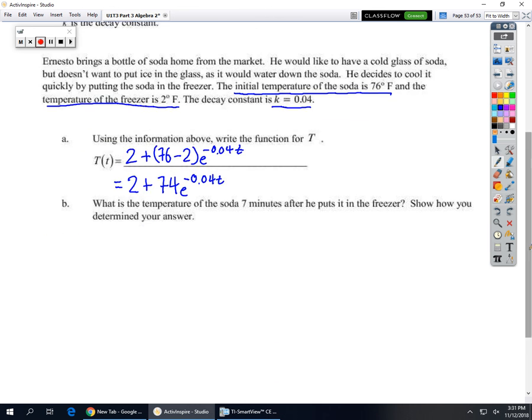All right. It wants to know what is the temperature of the soda 7 minutes after he immediately puts it in the freezer. Oh, so just plug in 7. You have the function, plug in the value. T of 7 equals 2 plus 74, e to the negative 0.04, and you're multiplying it by 7. So I'm just going to find the value. I know I'm going to get a decimal, so I'm putting the squiggly equal sign.